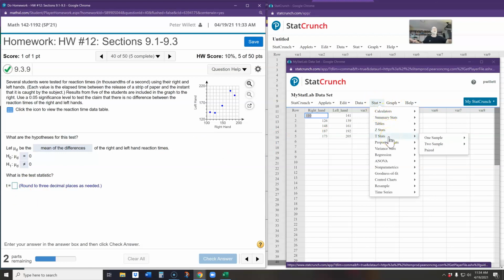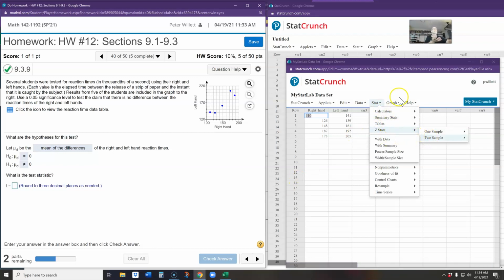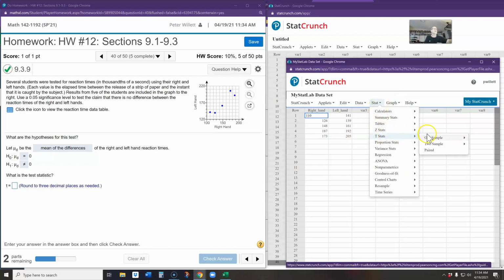t-stats. So in chapter 8, we did one sample. In chapter 9, we did two sample in the first part. But now in 9.3, we have paired values. So that's our third option. We have to go t-stats paired.